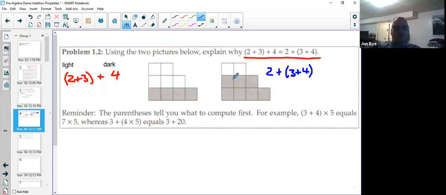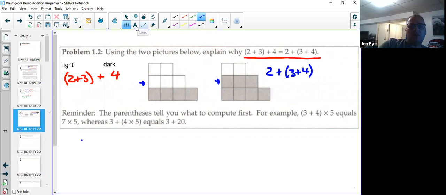And that's what this property is. If you notice, only the middle row is changed. We changed the middle row color. Changing the middle row color doesn't change how many squares we have. We still have 9 squares altogether. And so what it tells us is what's called the associative property. This is called the associative property of addition. So very important again.